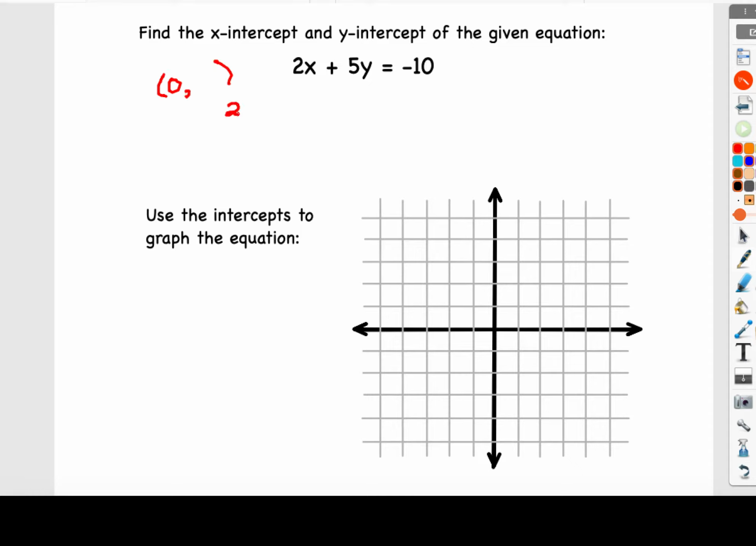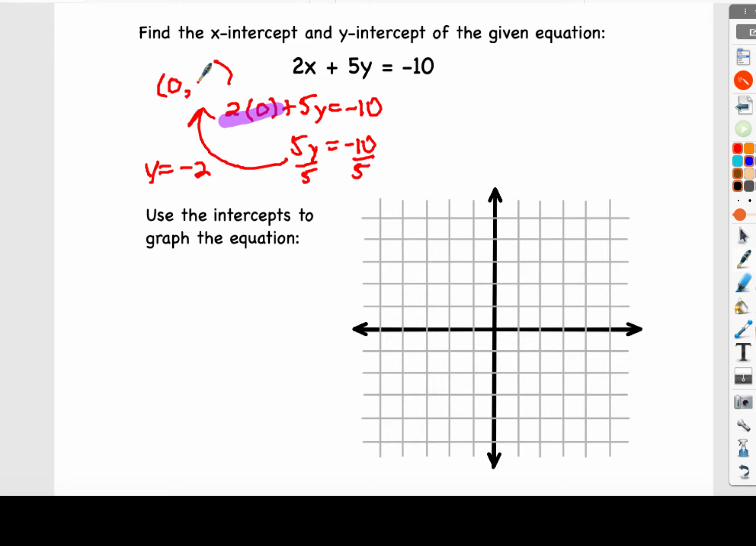well, 2 times 0 plus 5y equals negative 10. And again, 2 times 0 is just 0. 0 plus 5y, that 0 can disappear, because 0 added on to anything really doesn't matter. And if I divide by 5 on both sides, we'll find out that y equals negative 2. So we can plot a point at 0, negative 2.